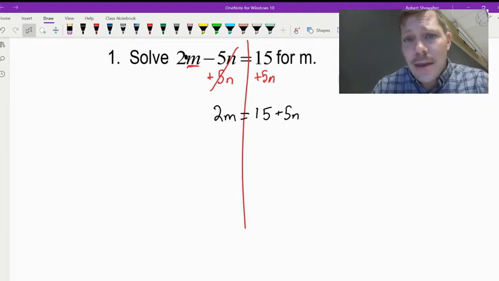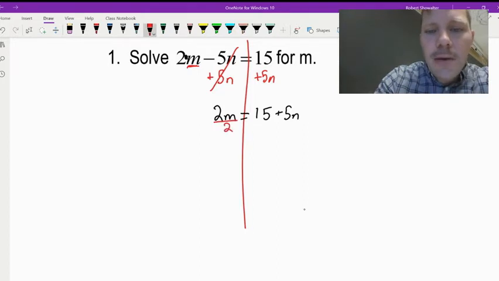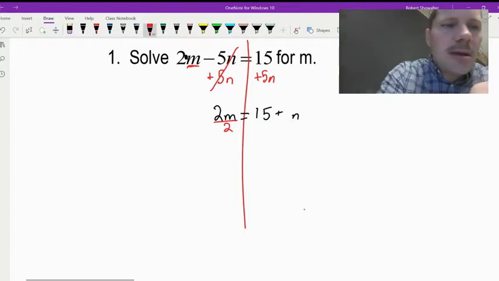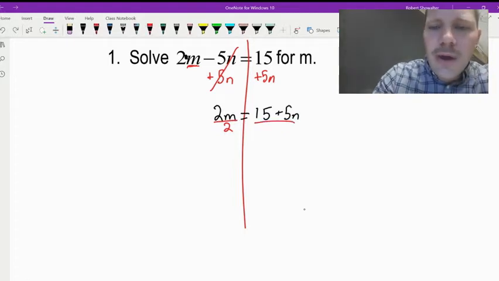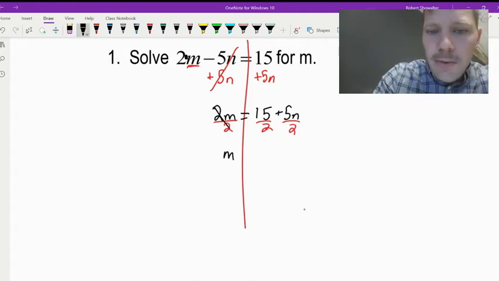Okay, so now here we go. We have 2 times m, which means we're going to divide both sides by 2. We're dividing that whole right-hand side by 2, so it's like we divide all of the terms by 2. Those cancel, make 1, and we have m equals 15 over 2 plus 5 over 2 n.